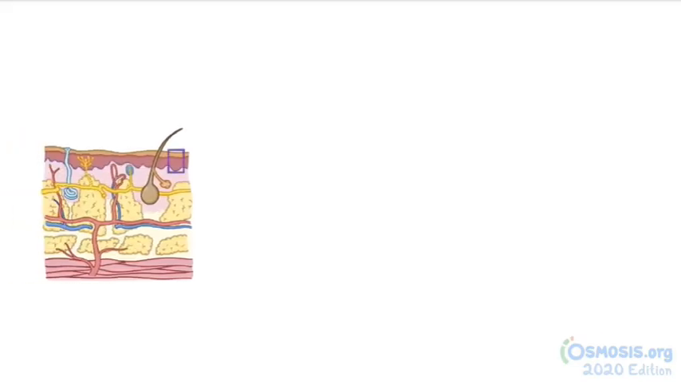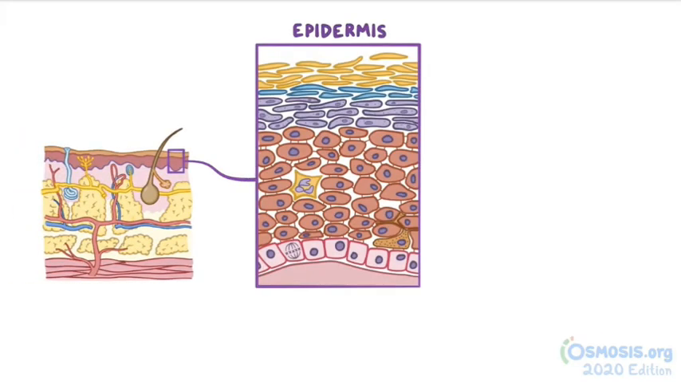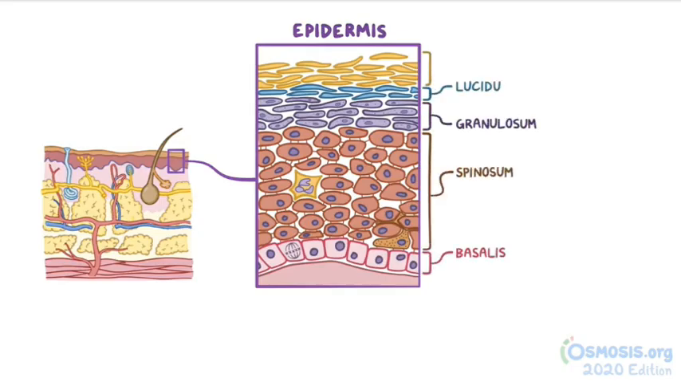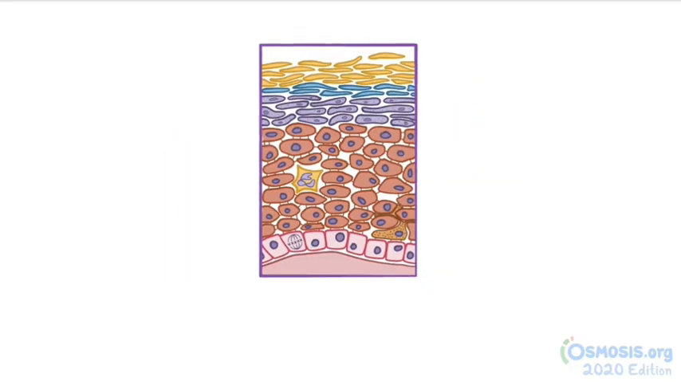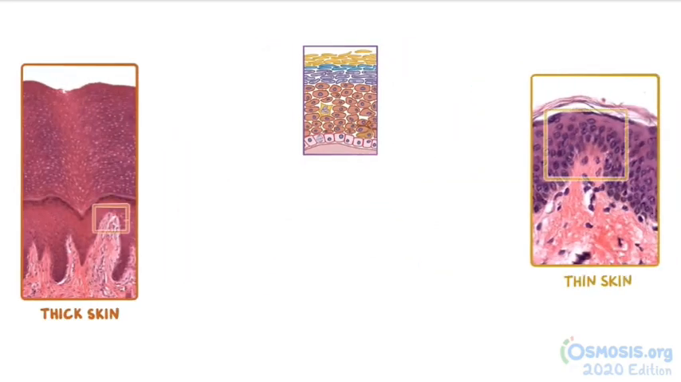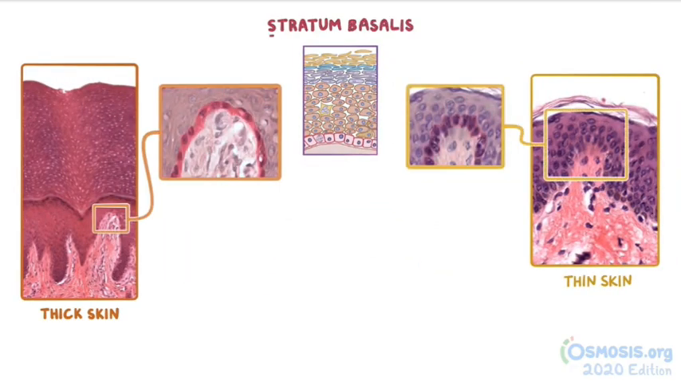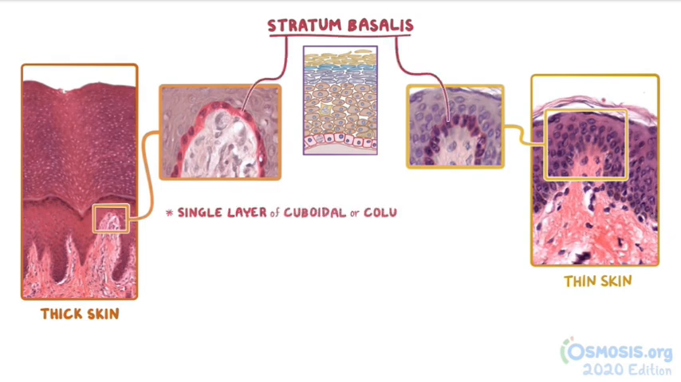Now, if we look just at the epidermis, there are some sublayers. Starting from the base of the skin is the stratum basalis, spinosum, granulosum, lucidum, and corneum at the surface. The stratum lucidum can only be seen histologically in very thick skin. If we take a closer look at the epidermis of both thick skin and thin skin, we can see that the stratum basalis is only a single layer of cuboidal or columnar germ cells. These cells are attached to a basement membrane that's normally too thin to see under the microscope.